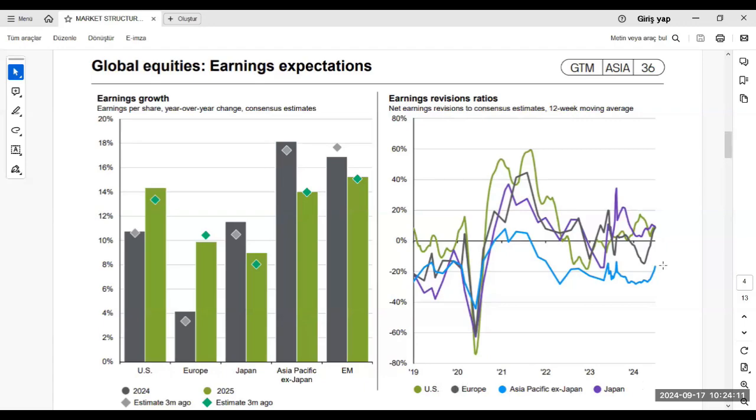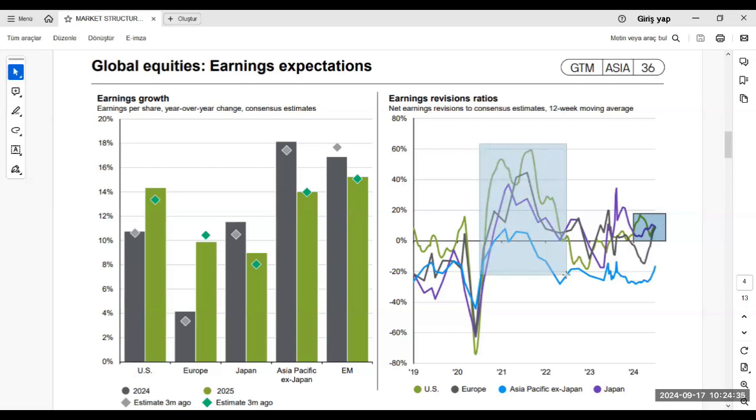And now, as you see, what is the lowest one? In earning revision, the lowest one is again Asia Pacific, excluding Japan. And the most dramatic phase is this one. All the earning revision ratios are decreasing and are just between 0 and 20%.